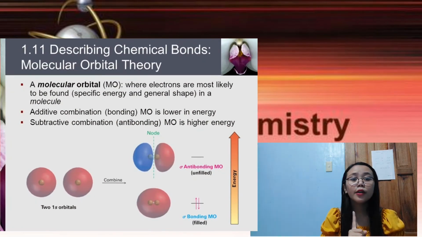A molecular orbital, or MO, is where electrons are most likely to be found, with a specific energy and general shape in a molecule. The additive combination, the bonding MO, is lower in energy. The subtractive combination, the anti-bonding MO, is higher in energy.